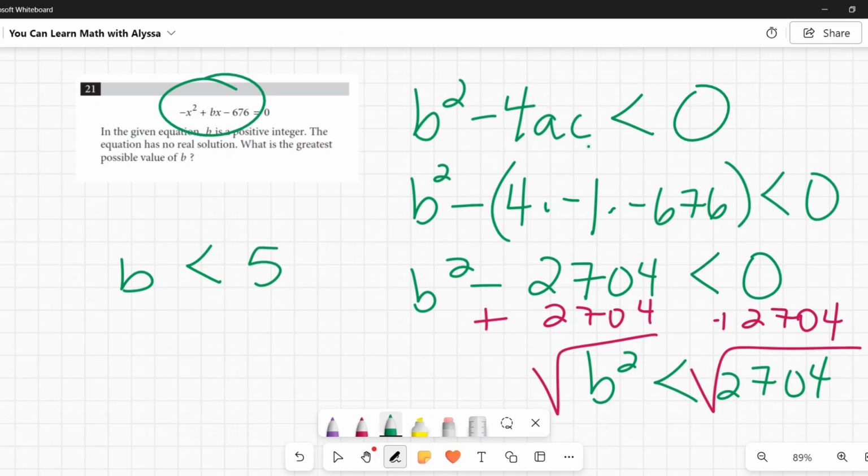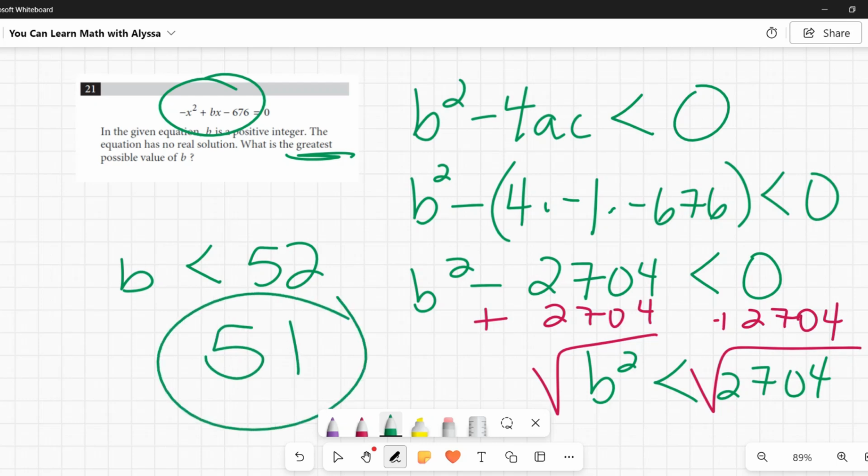Why is it not erasing? There we go. We want the greatest possible value of b. So what is the greatest number that is less than 52? The greatest integer less than 52 is 51, and that is my answer.